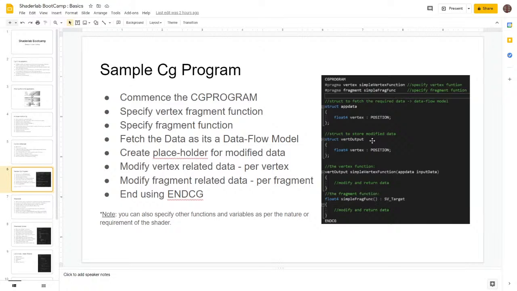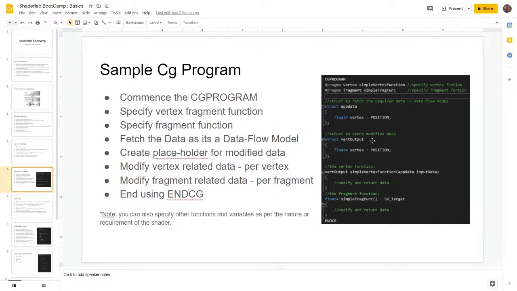Usually in the vertex function what we do is we take the object space vertices and then just apply the projection matrix to convert it into clip space. So that means your vertex position now goes from 3D to 2D, swapped and mapped onto a screen, and then we go to the fragment function.